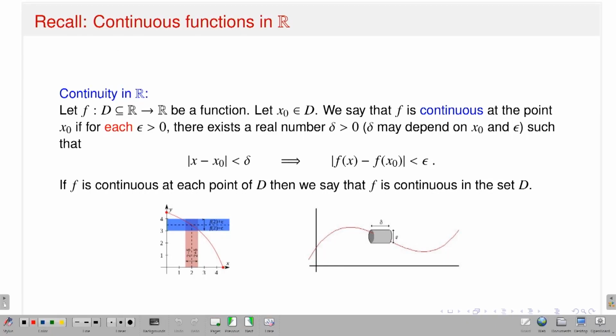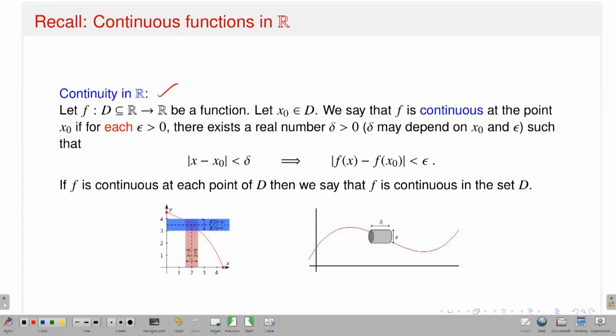So, let me start with the definitions or notions of continuous functions from Rn to Rm. Let us start with a function f from Rn to Rm. But before that, let me recall the notion of continuity for real valued functions with a real variable. That portion we are familiar with.